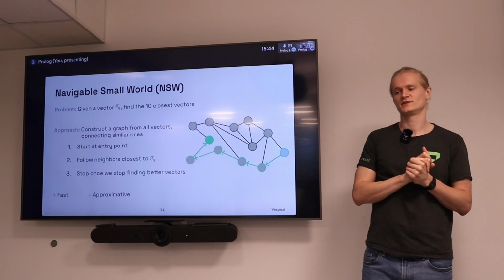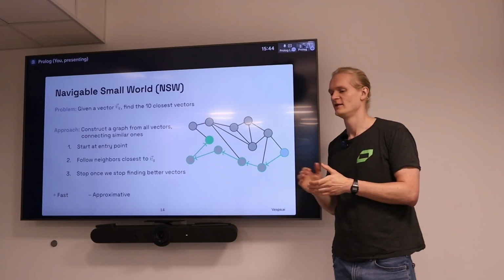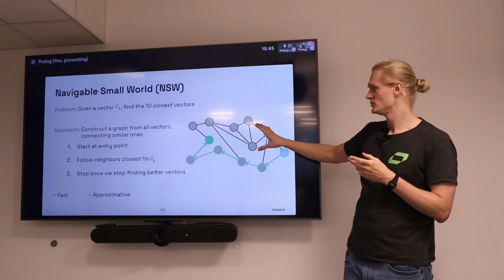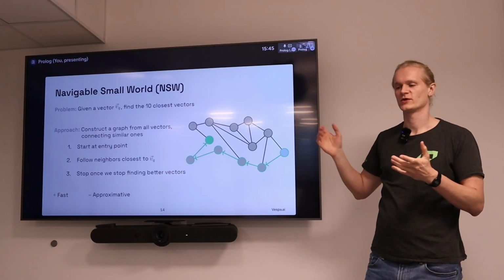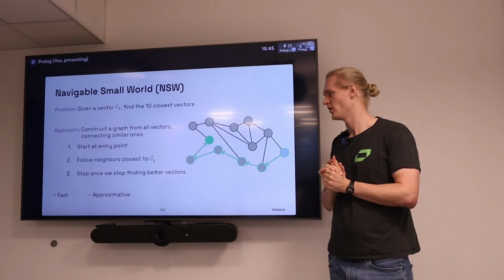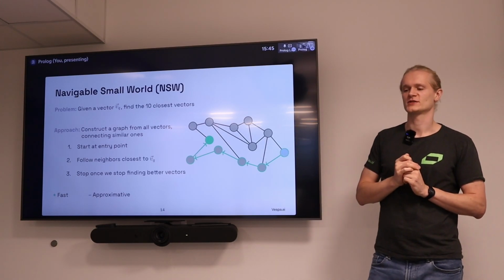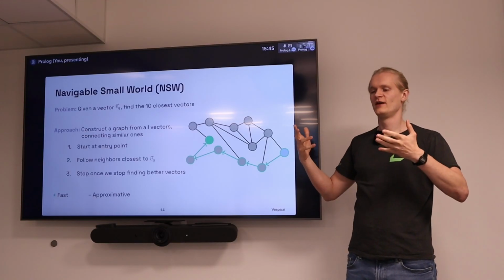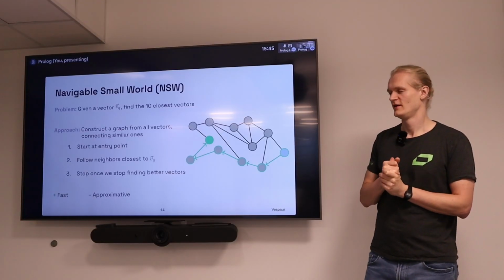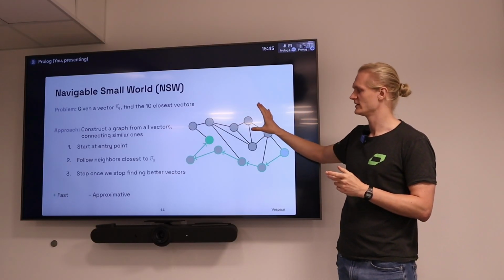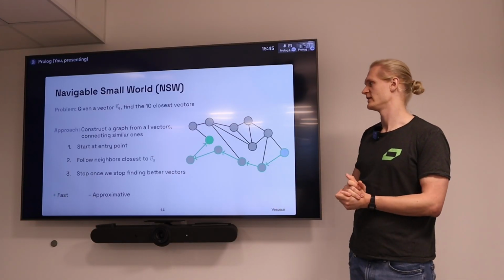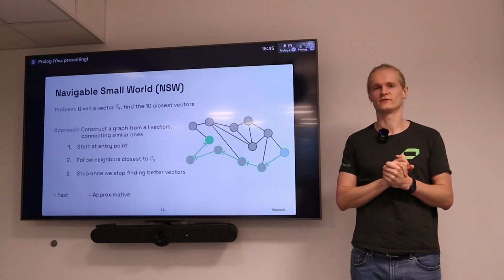The disadvantage is, of course, well, it says approximate, and while this usually works really well in practice, we actually have no guarantees at all that this works. So maybe even calling it approximate is a bit of a stretch, because usually you maybe want a guarantee, like you find at least 5 of the 10 closest vectors, but as it turns out, here we don't have any guarantees at all. But nevertheless, in practice, it works really well. You find most of the vectors you're actually looking for.